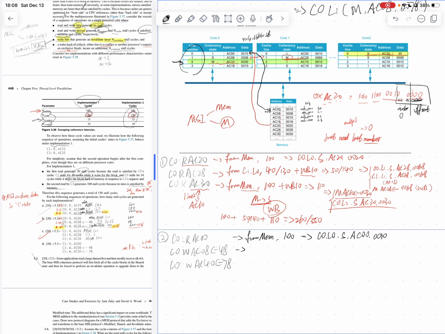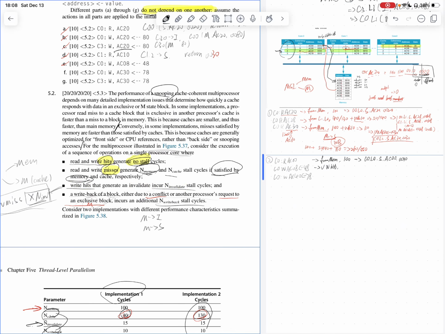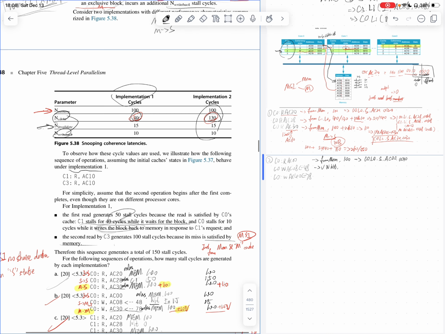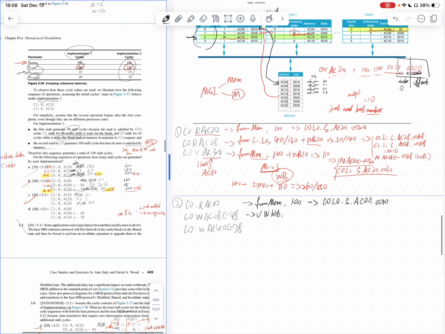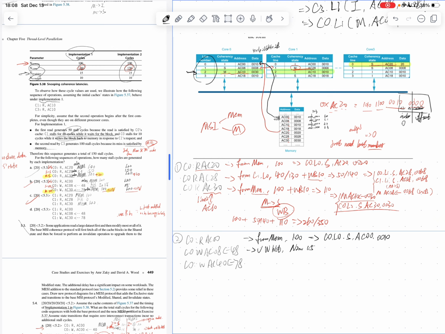And then we will say want to write AC08. So firstly, do we have AC08? Yes. So it's a write hit. So remember what the write hit will generate, right? The write hit generates an invalid. So n invalid is 15. Okay, so we will have n invalid, that is 15 for each of us.